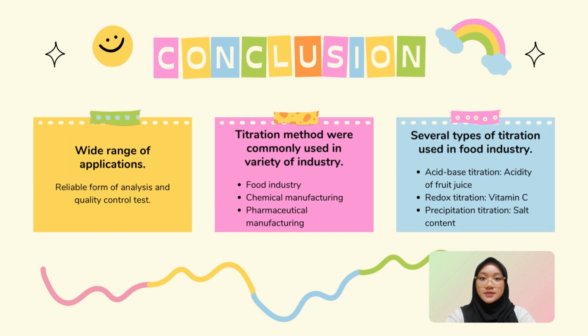The several types of titration methods were all used in the food industry with different purposes depending on how the product is being developed. In food processing, acid and base titration determines the acidity of fruit juice, and redox titration can measure the amount of vitamin C in orange juice. Meanwhile, precipitation titration is useful for determining salt contents in different food products. Some food manufacturers use manual titration methods for salt testing.